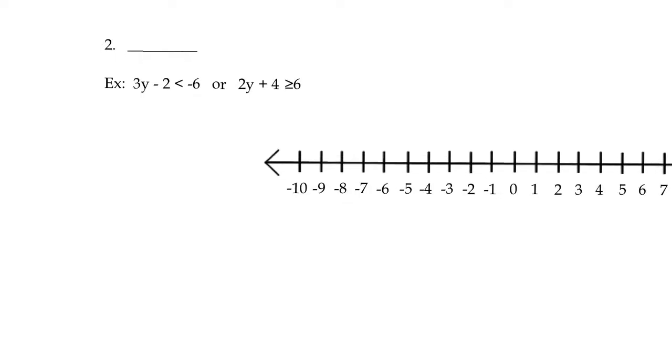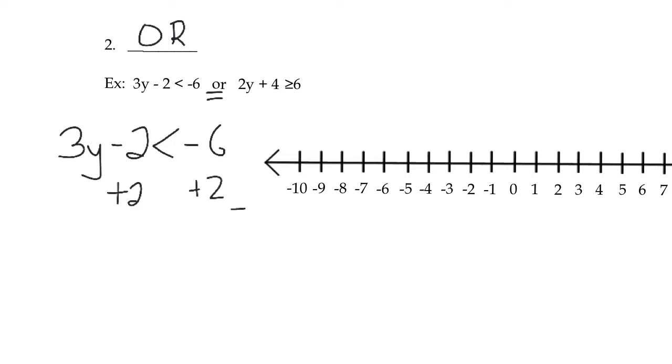So the second example, okay, if you look at the question, you see or. So this will be or. Okay, so I have two inequalities, and I will solve both of them, and I'm going to graph the solution set on a number line. So let's start with the left one. 3y minus 2 is less than -6. So obviously add 2 to both sides. So you get 3y is less than -4.